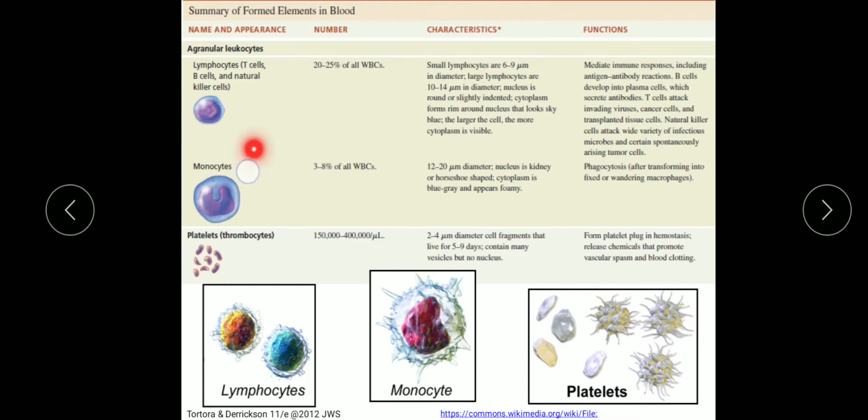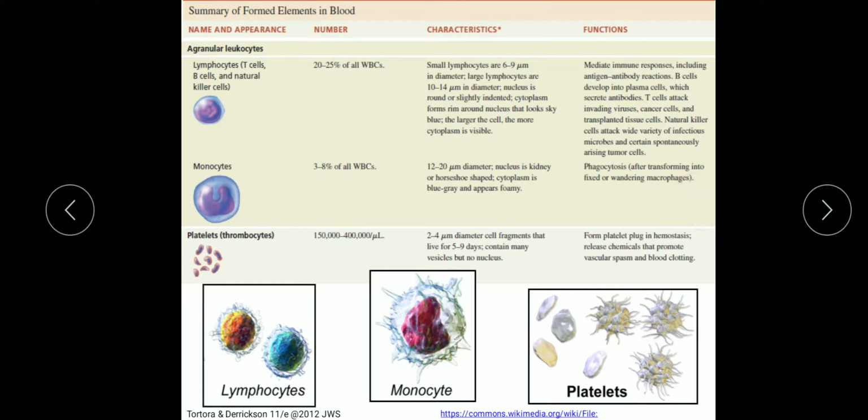Monocytes have a diameter of 12 to 20 micrometers. The nucleus of a monocyte is usually kidney shaped or horseshoe shaped. The blood transports monocytes from the blood into the tissues, where they enlarge and differentiate into macrophages.